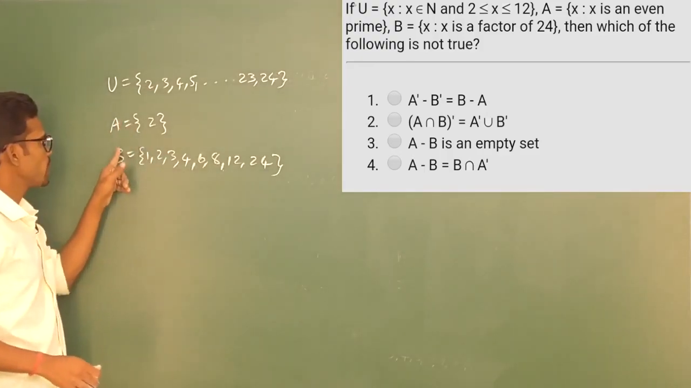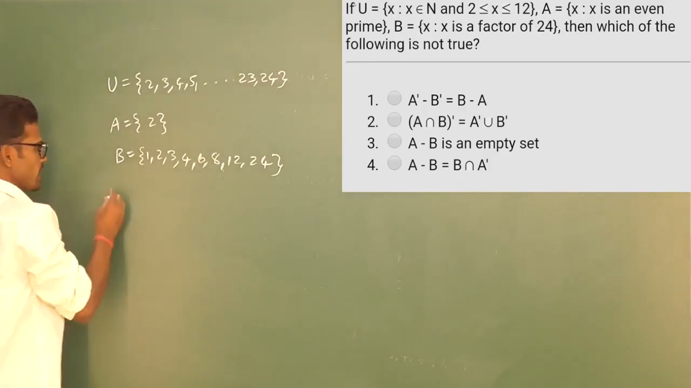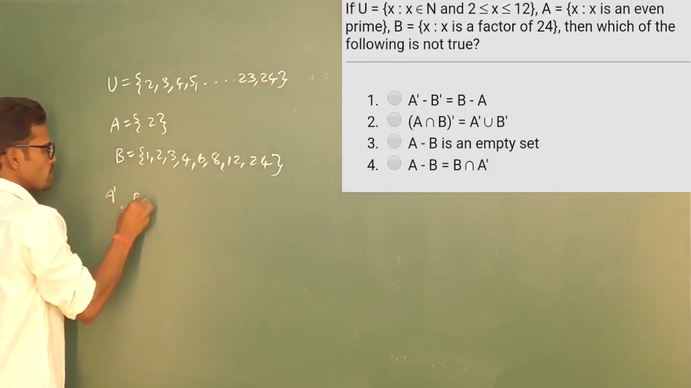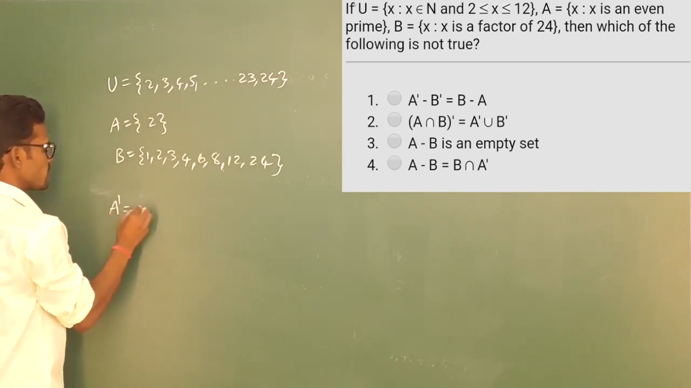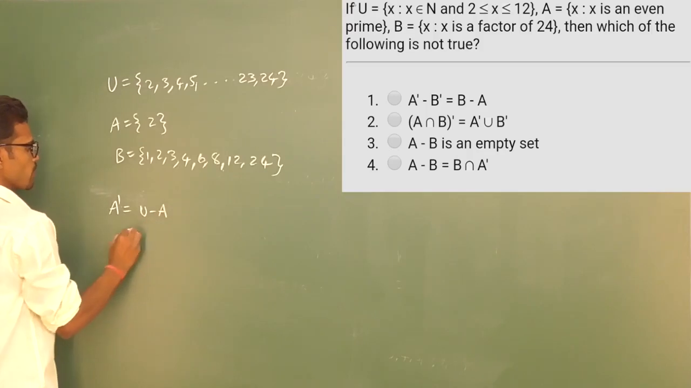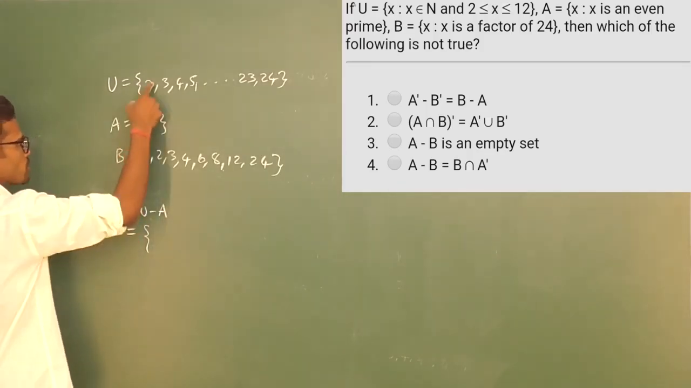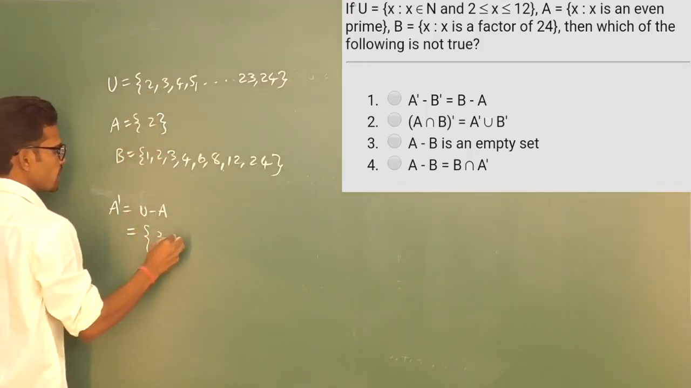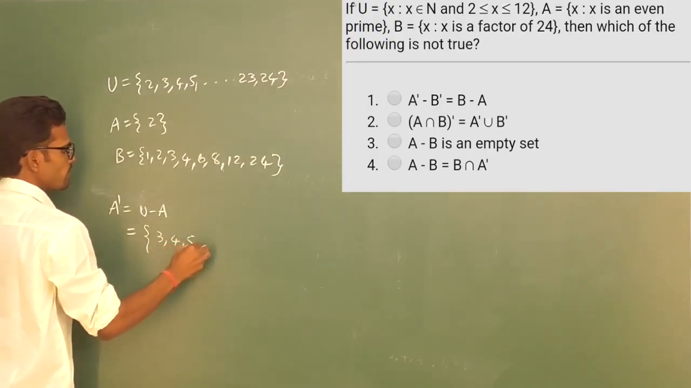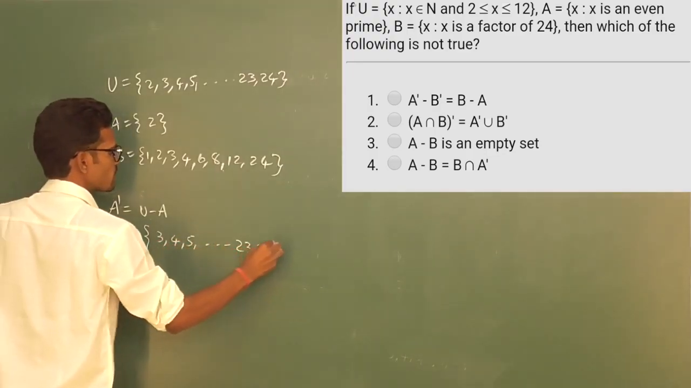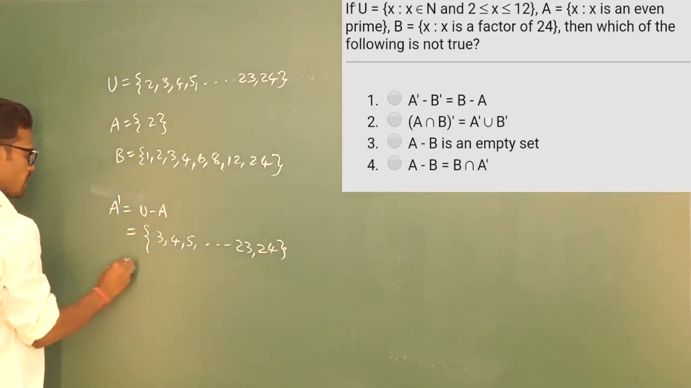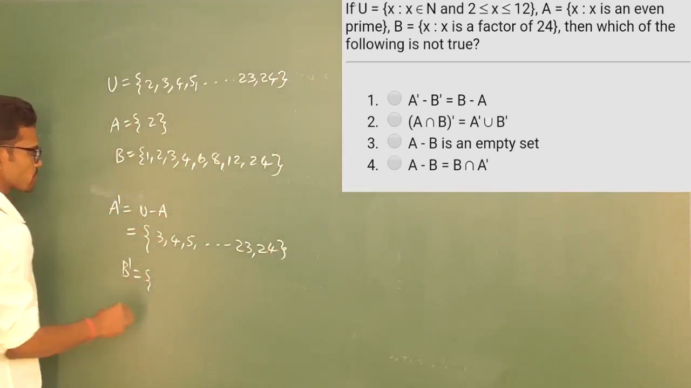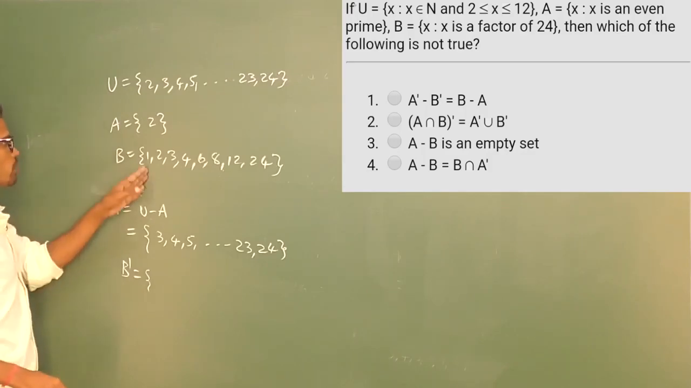A I found, B I found, and U I know. And they are asking about A dash, B dash and all. So let me make it available quickly so that we can do it very easily. So what is A dash? It is nothing but U minus A, so from the U you have to remove this. Only 2 gone. So what is there? 3, 4, 5, 6, 7, 8, 9, up to 23, 24, right? 3 to 24.